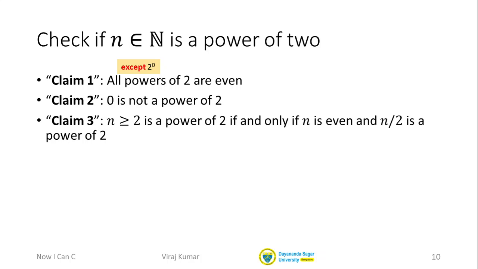The second claim: is 0 a power of 2 or not? Well, it depends on who you ask. Some people might say, well, if you look at powers of 2, 2 to the power i, and you let i go towards minus infinity, then that limit is 0. So yes, we want to consider 0 as a power of 2. Other people might say, no, we don't want to consider these limits. We just want to look at powers of 2, a fixed number n and 2 to the power n, and so on.